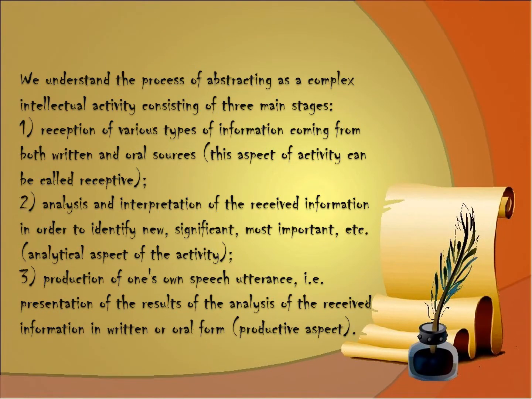We understand the process of abstracting as a complex intellectual activity consisting of three main stages. First, reception of various types of information coming from both written and oral sources. This aspect of activity can be called receptive. The second, analysis and interpretation of the received information in order to identify the new, significant, most important, etc. This is the analytical aspect of the activity. The third, production of one's own speech utterance, i.e., presentation of the results of the analysis of the received information in written or oral form, the productive aspect.